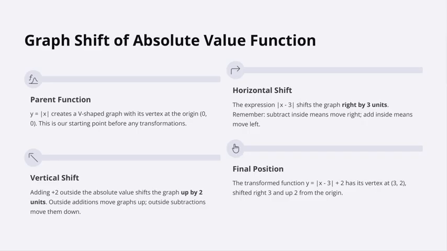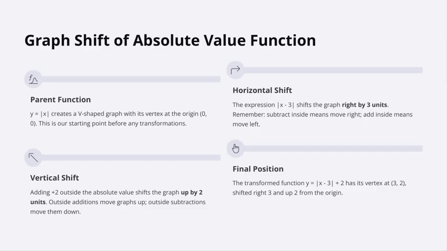Now, when we consider the horizontal shift, the expression |x - 3| shifts the graph to the right by 3 units. Remember, if there's a minus inside the absolute value, it means we move the graph to the right, and if there were a plus, it would shift it left. Next, the vertical shift involves adding a plus 2 outside the absolute value. This moves the entire graph up by 2 units. Adding outside shifts the graph upward, while subtracting outside would move it downward.